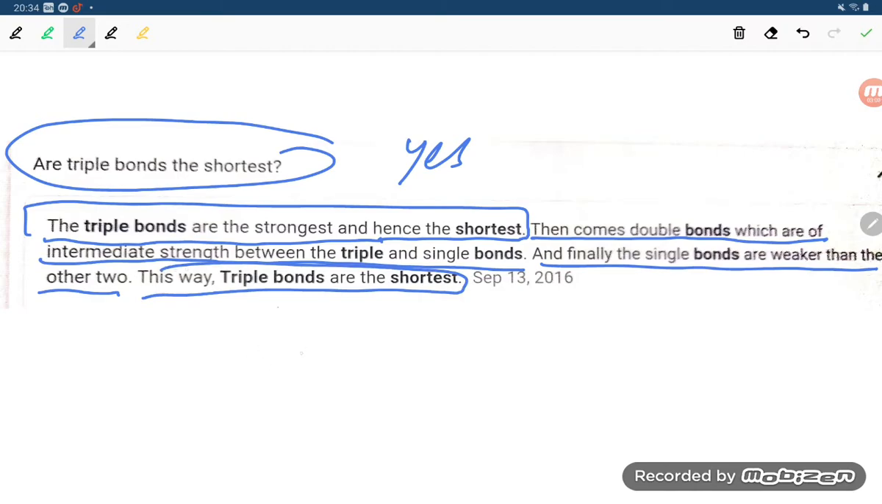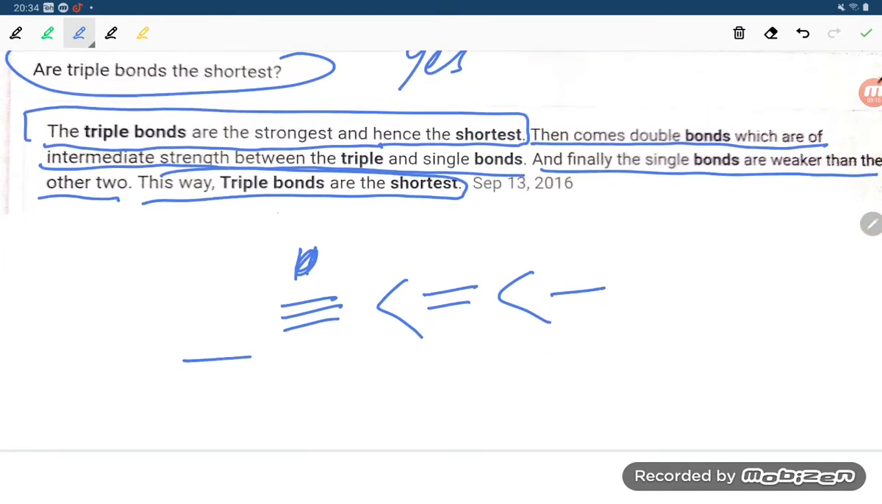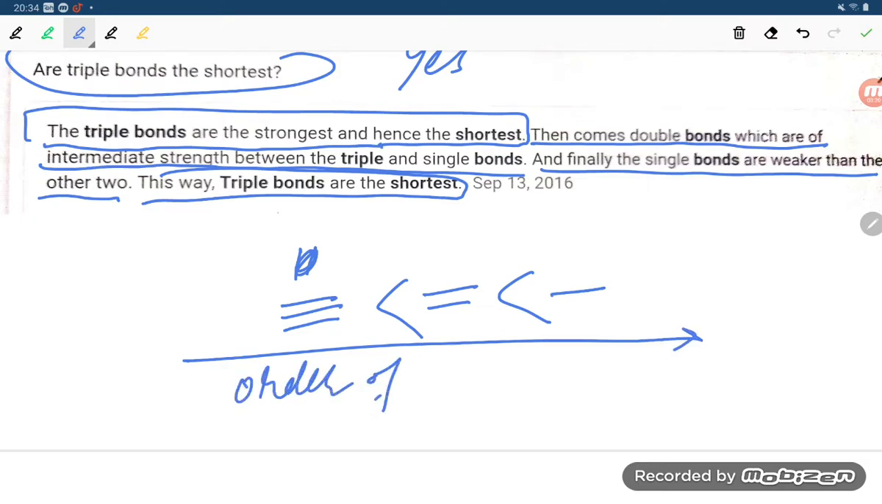So when you talk about bond length, the triple bond is the shortest, then the double bond, then the single bond. That is the order of bond length. The single bond is the longest, then double, and then triple.